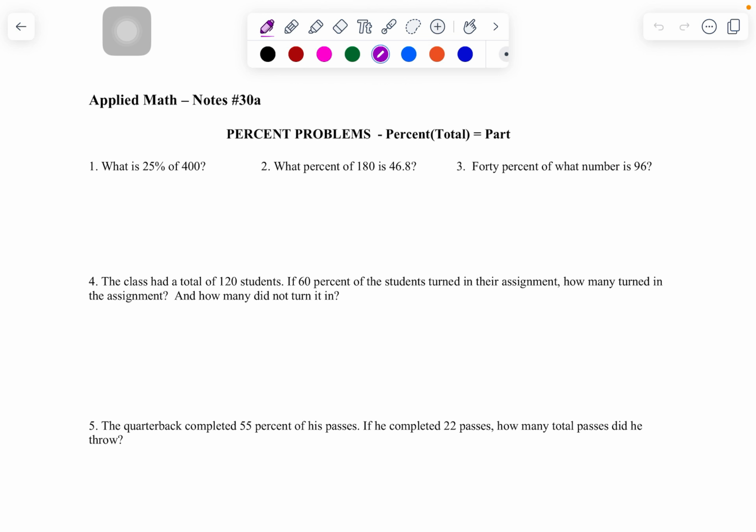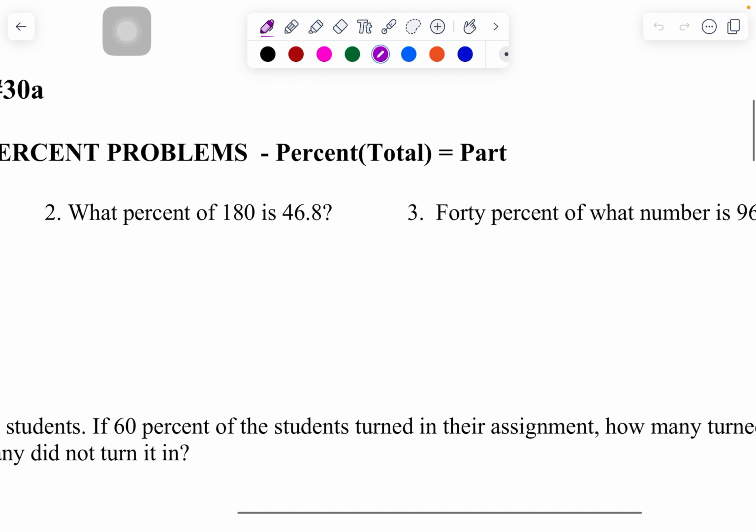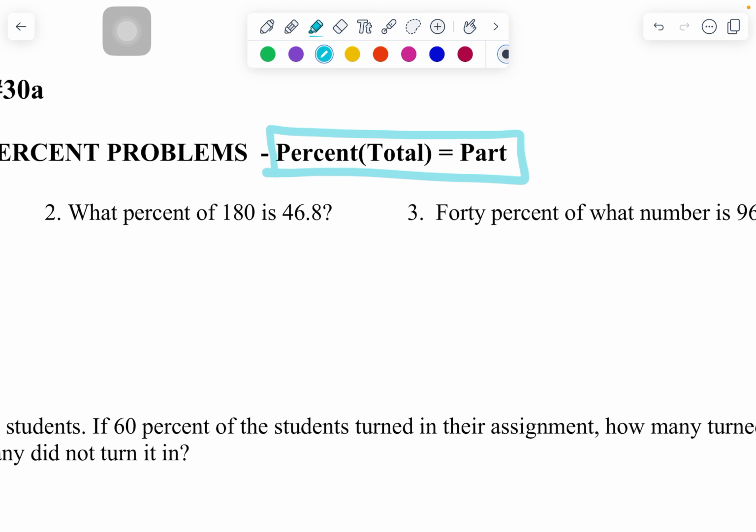All right, in this video, I'm going to be working on Notes 30, Part A. This is going to be on percent problems. And what we're going to focus on is using this formula. It's a formula in the sense that it's going to work for these problems, okay? The idea is we're going to take a percent times the total, and whatever that is going to give us a part, okay? So percent times total equals part.